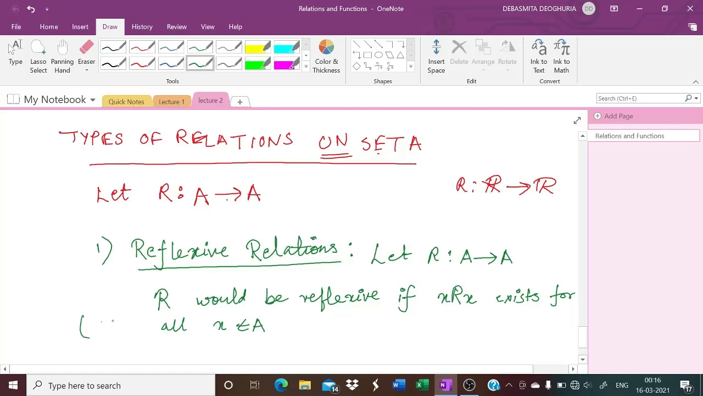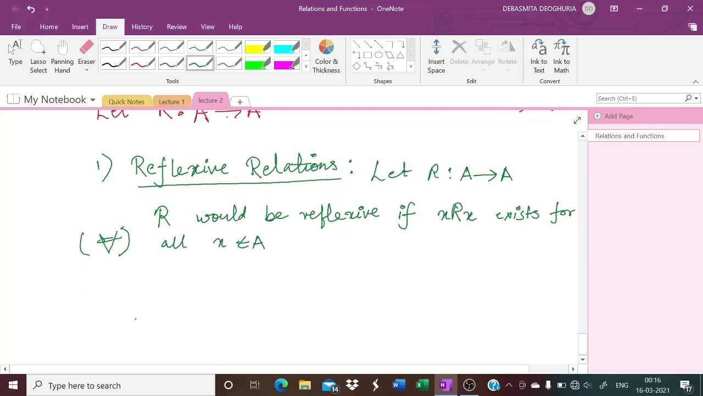Now this is the symbol for all. So the next time I will use this symbol. You should know mathematical symbols, like this is the symbol for 'for all', and this is the symbol for 'belongs to', so that you don't have to write much, because the mathematicians are really lazy. So this is what a reflexive relation is: for all the elements in the set A, X should be related to X by some relation R.